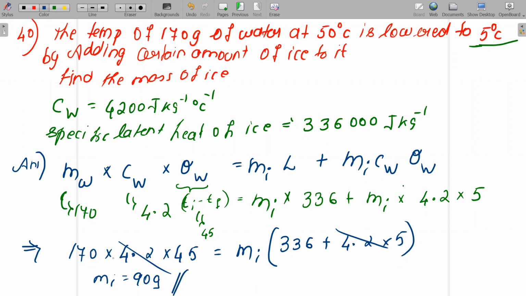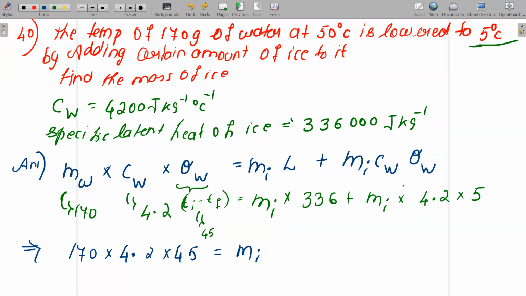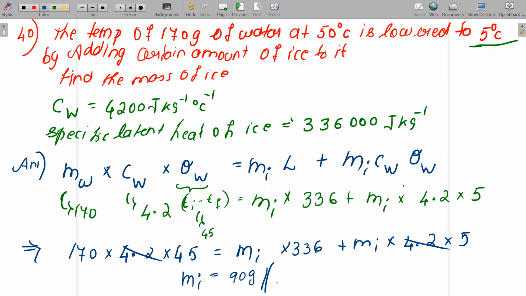Done? If you can't cancel after multiplication, you can do it like this: 4.2 and 5. I thought you knew this level of mathematics. Please do it like this: into 336 plus Mi into 4.2 into 5. Now I can cancel this one. In maths, you should study all the steps. In physics, there are no steps and I directly gave it.